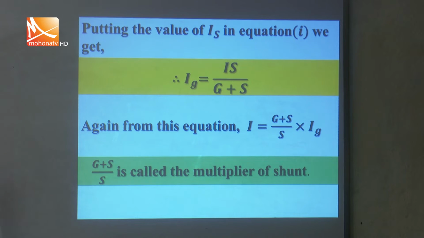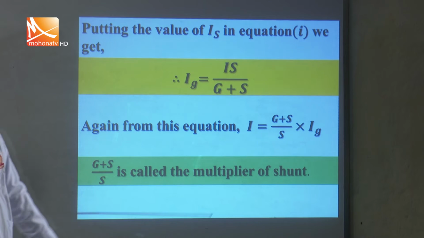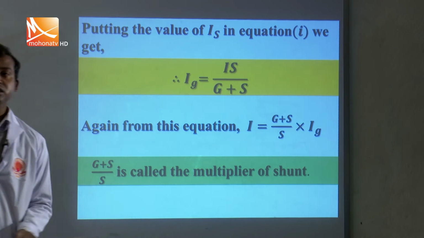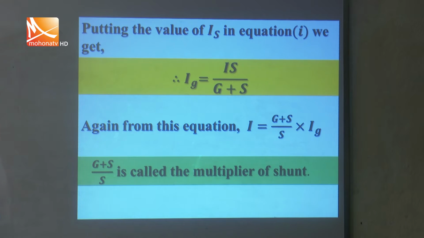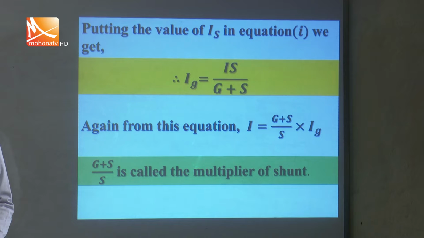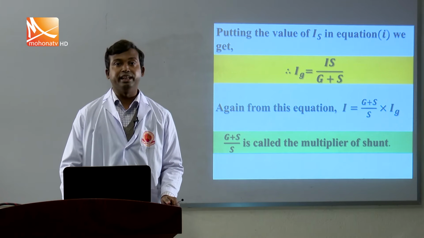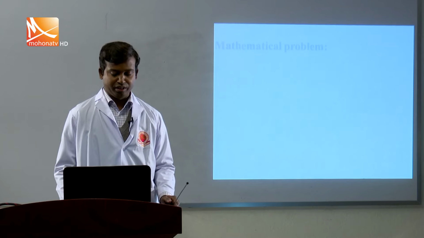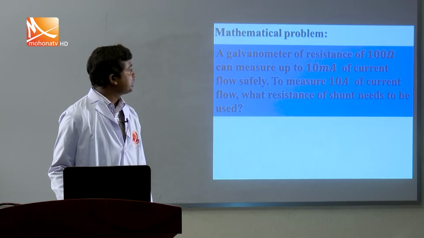So what is basically the definition of the multiplier of shunt? Shunt multiplier is a factor by which, when you multiply the galvanometer current, you will get the main current. That is, by multiplying galvanometer current with the shunt multiplier you will get the main current. So you have learned two more equations. Now do some mathematical problems related to these equations.